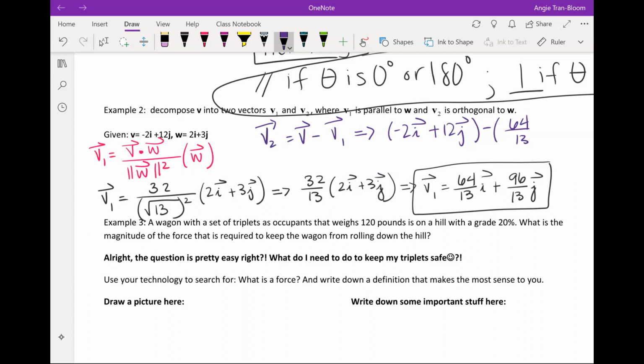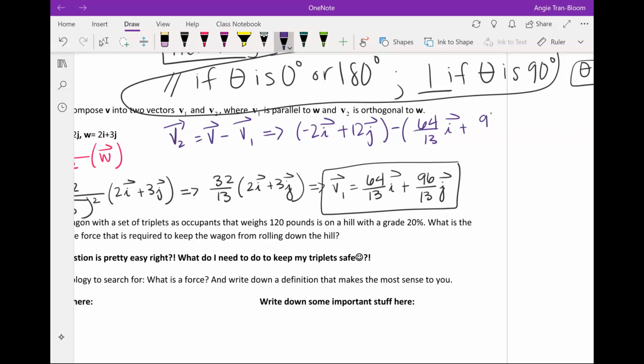Take away 64 over 13i plus 96 over 13j. True or false? Sure. Should we make V into a common denominator 13? Yeah, okay, let's do that. So this would need to be something over 13i plus something over 13j. Then I'm just going to get rid of the parentheses. So this is now a negative 64 over 13i, and this is now a negative 96 over 13j.